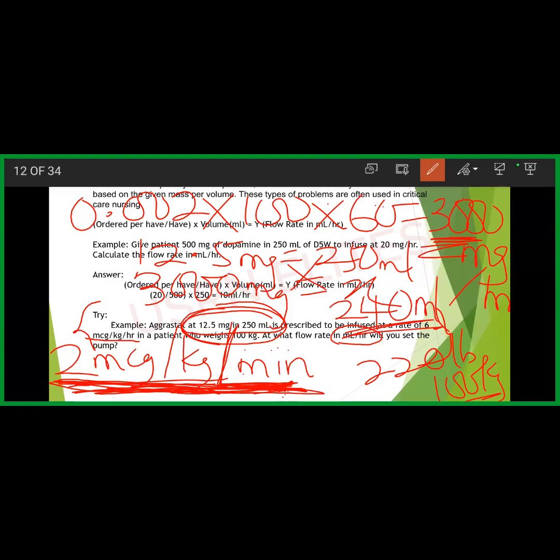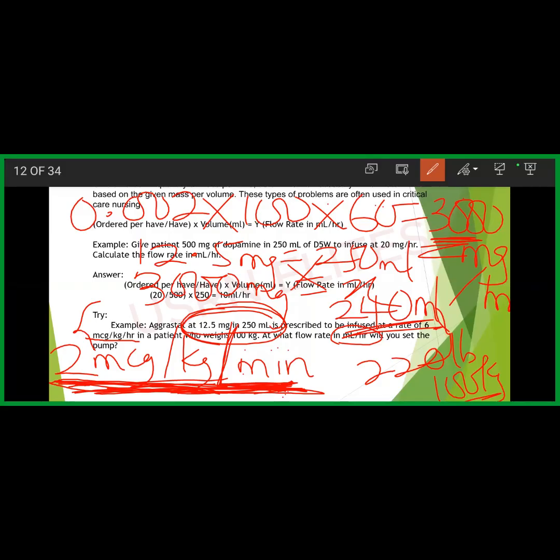You made a mistake with the first one. 0.002 times 100 times 60 is 12, not 3,000. Are you sure? Yes, that's true. It's 12. 0.002 times 100 is 0.2. So 0.2 times 60 is 12. It's 12. But someone said 3,000, and you were all confused. You were all quiet.